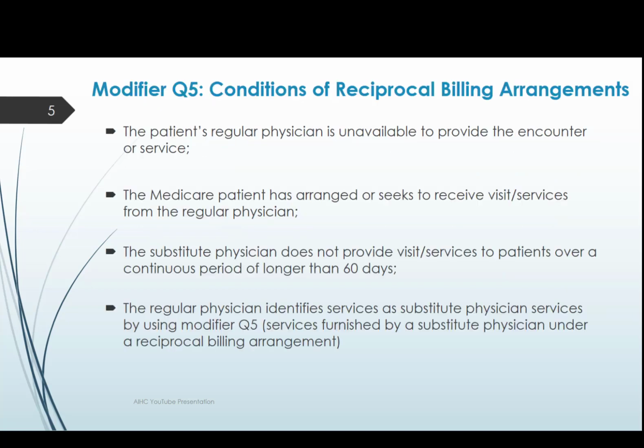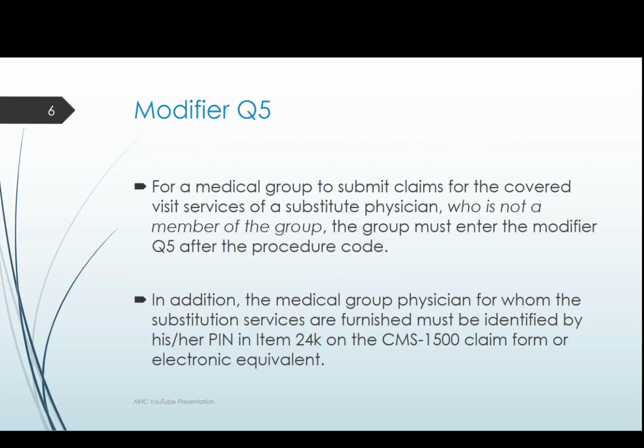On an occasional reciprocal basis, a patient's regular physician will arrange for a substitute physician to provide services, including emergency visits or related services. Under a reciprocal billing arrangement, the patient's regular physician may submit a claim to Medicare Part B using his or her own National Provider Identification, or NPI, number, and if assignment is accepted, receive payment. However, the conditions listed on this slide must be satisfied. Modifier Q5 is appended to the procedure in field 24K on the 1500 claim form.